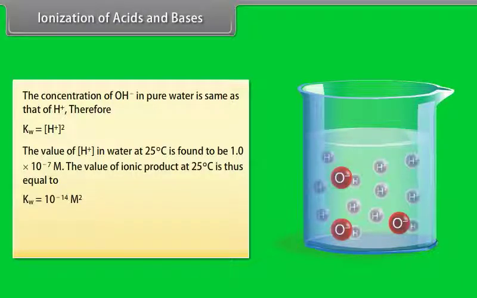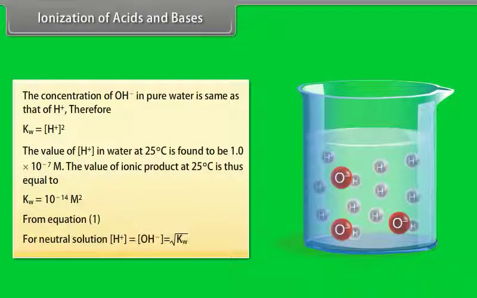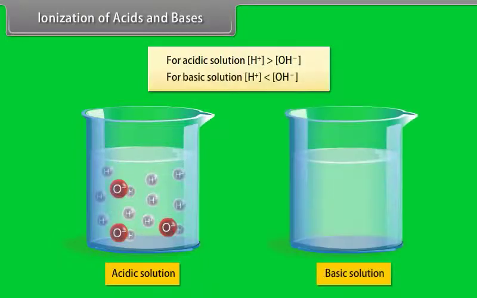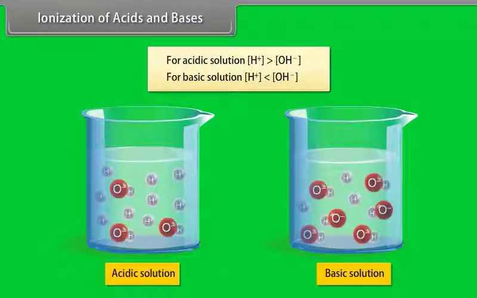From equation 1, for neutral solution, concentration of H+ is equal to concentration of OH- is equal to square root of Kw. For acidic solution, concentration of H+ is greater than concentration of OH-. For basic solution, concentration of H+ is less than concentration of OH-.